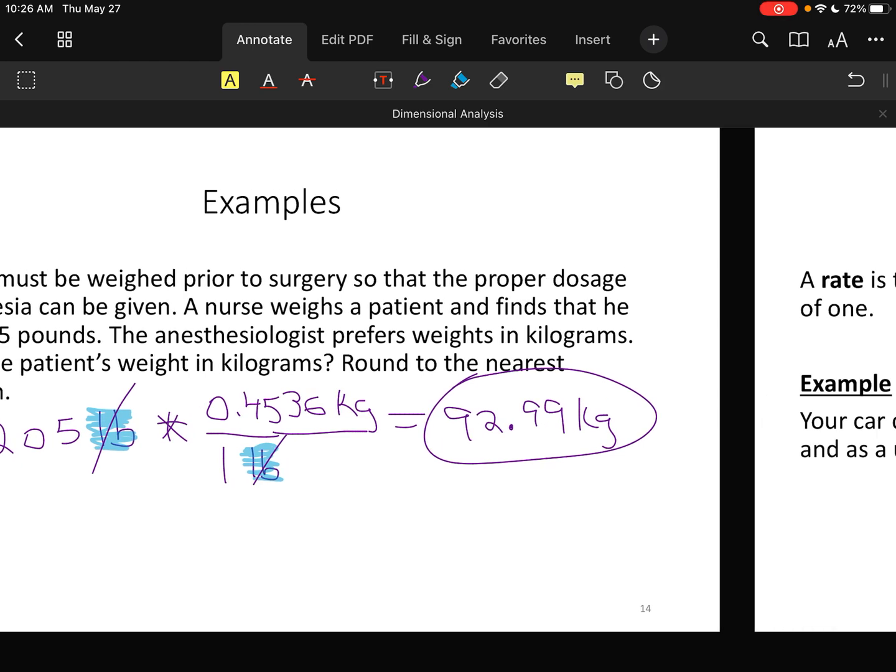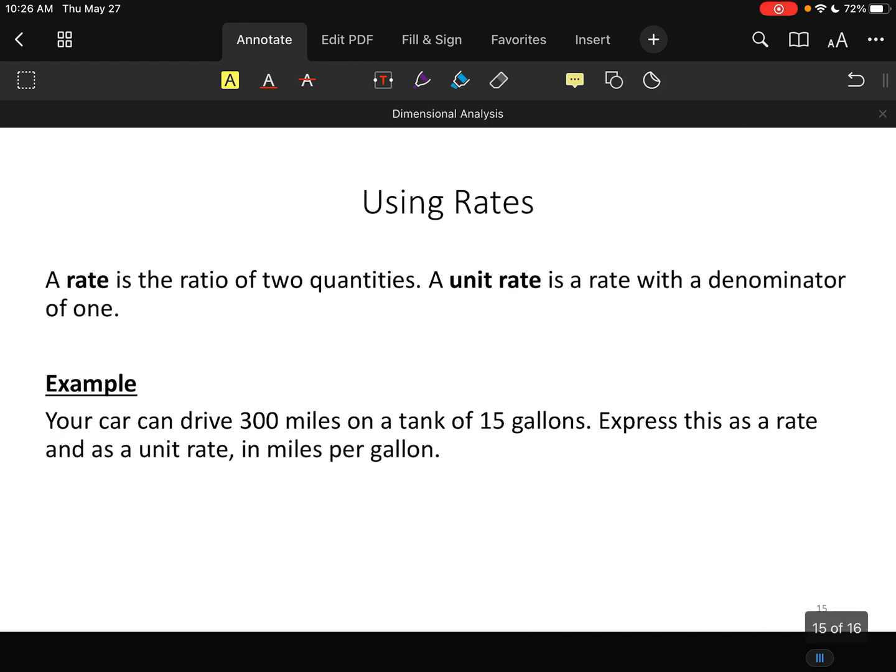Now, unit rates use the same exact principle we've been using. A rate is a ratio of 2 quantities with different units, and the unit rate is essentially getting it down to where the denominator is 1. That's why you've got the word unit, and why you want that denominator to be 1.